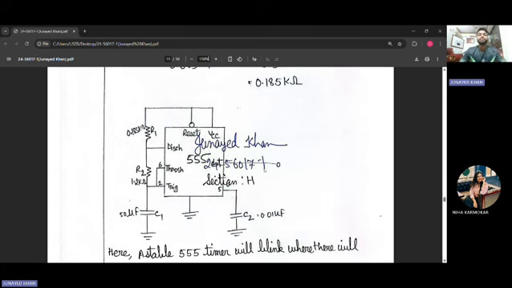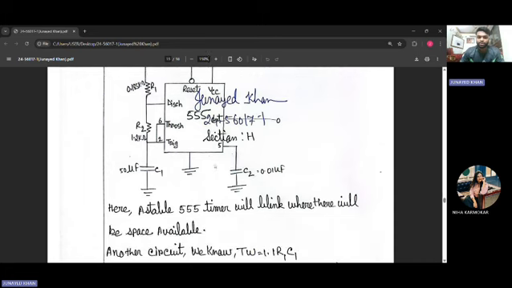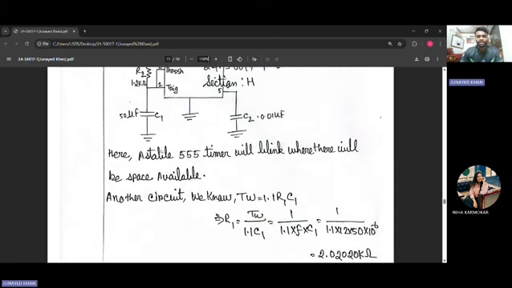Then we need the 555 timer. That's why we have obtained R1 and R2 here, capacitor 50, then capacitor 2 of 0.01, and the 555 timer with reset and VCC. Here the astable 555 timer will blink when there is space available for a car.